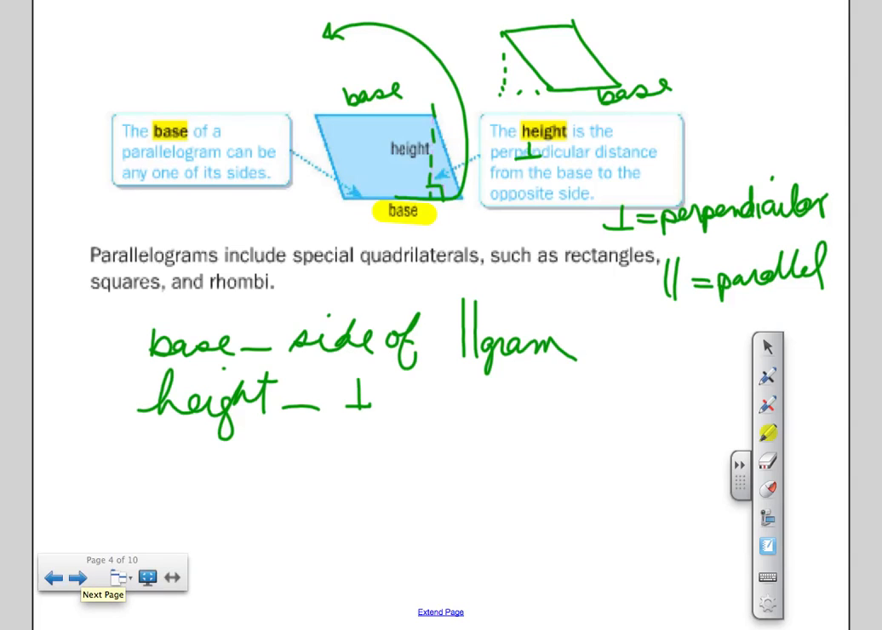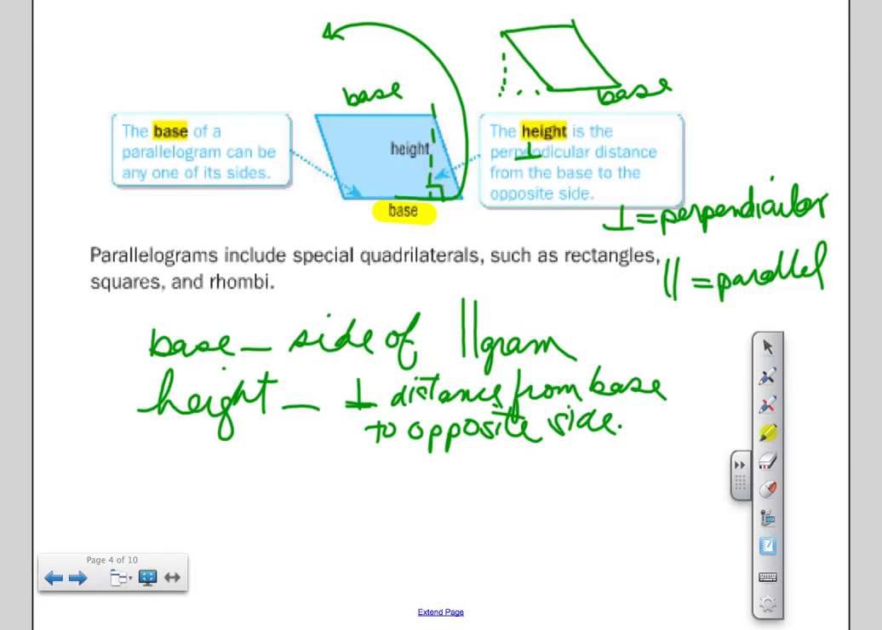So the height is the perpendicular distance from one base to the opposite side. Let's say opposite, not other. Base is one side of the parallelogram. The height is the perpendicular distance from the base to the opposite side.